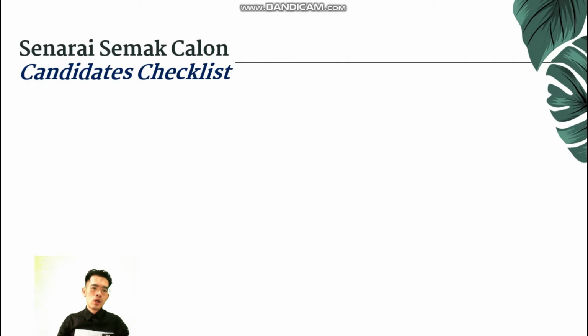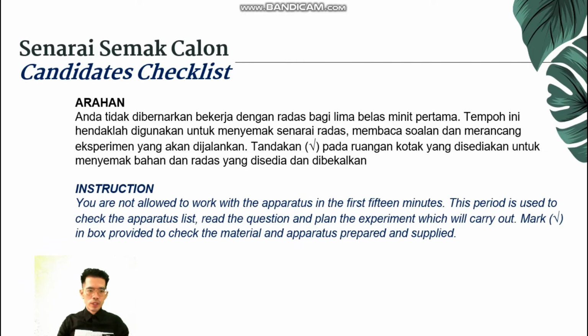Okay, so basically in all paper 3, there will be a checklist. So let us go through the instruction first. You are not allowed to work with the apparatus in the first 15 minutes. This period is used to check your apparatus list, read the question, and plan the experiment which you will carry out. Mark in the box provided to check the material and apparatus prepared and supplied. That means in these 15 minutes you have to check all 3 subjects' apparatus and material, and then you are allowed to read the question and do the planning.